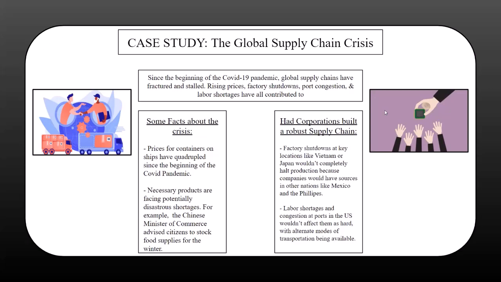Factory shutdowns at key locations such as Vietnam or Japan wouldn't completely halt production in other countries, because companies would have sources in other nations that didn't shut down at the same time or didn't shut down at all, such as Mexico and the Philippines. Labor shortages and congestion at ports in the US wouldn't affect the US as hard, with alternate modes of transportation being more readily available and invested in.